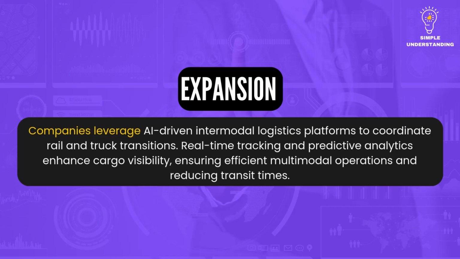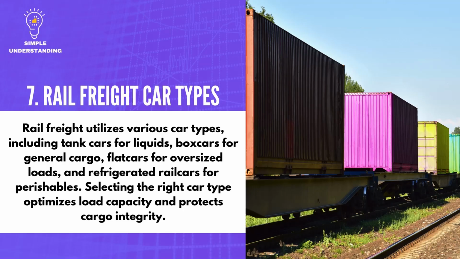Expansion. Companies leverage AI-driven intermodal logistics platforms to coordinate rail and truck transitions. Real-time tracking and predictive analytics enhance cargo visibility, ensuring efficient multimodal operations and reducing transit times. 7. Rail freight car types.